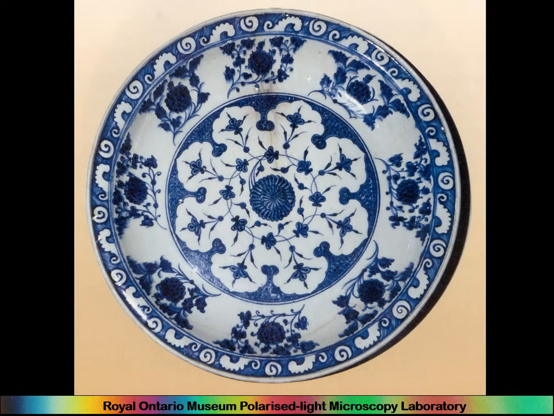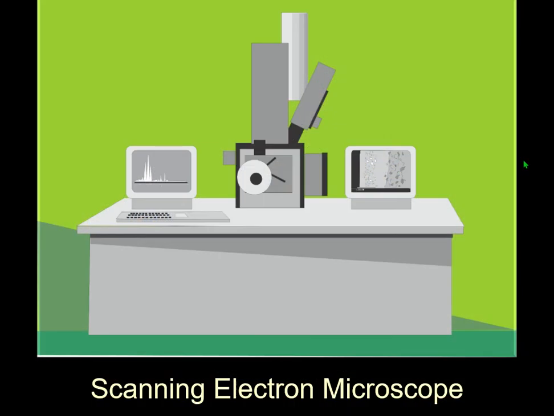So this is a nice shiny piece of pottery. This is made in the later 15th century in Turkey, and it has certainly the attributes that we'll be talking about next, which is different ceramic bodies, glazes, and paints. So this involves the use of a scanning electron microscope. So we'll be looking at some images generated by that.